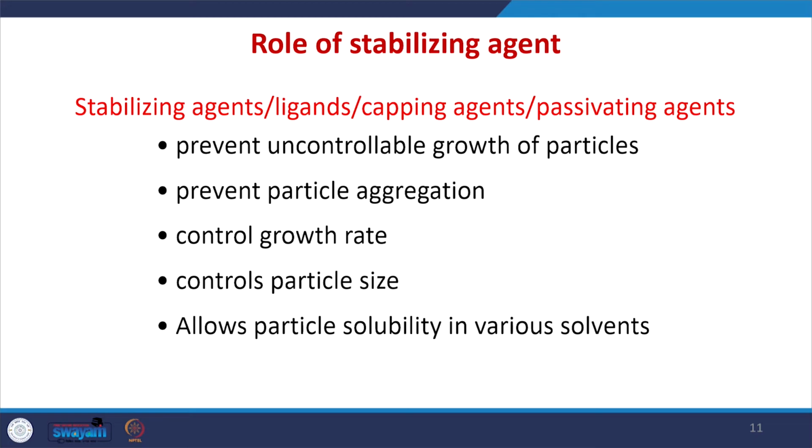Let us see the role of stabilizing agent. The stabilizing agents are also called capping agents or passivating agents. The stabilizing agent prevents uncontrolled growth of particles, prevents particle aggregation, controls growth rate and particle size, and it also allows particle solubility in various solvents. The stabilization of nanoclusters against aggregation can be broadly divided into 2 types, that is electrostatic stabilization and steric stabilization. Let us learn about what is electrostatic stabilization and steric stabilization.